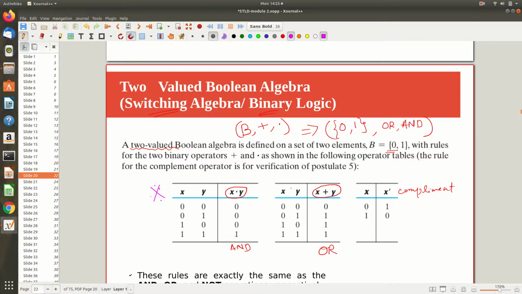Similarly, plus corresponds to switches connected in parallel. So, when both switches are closed, you are still getting light from the bulb. In all other cases where at least one is closed, the bulb is glowing because the current is passing through one of the paths. So, this is how these two operations are defined as per switching algebra.